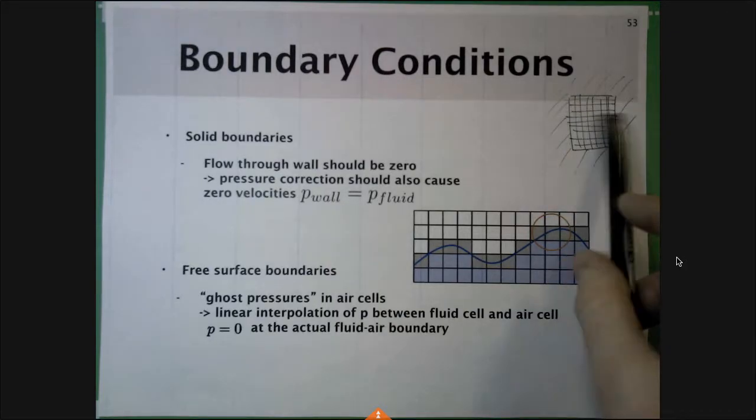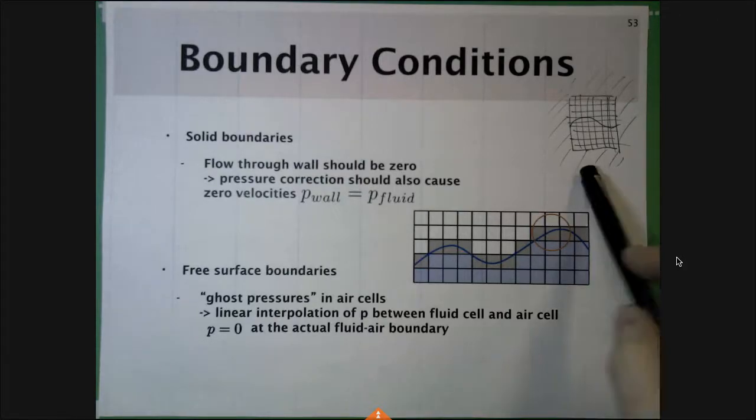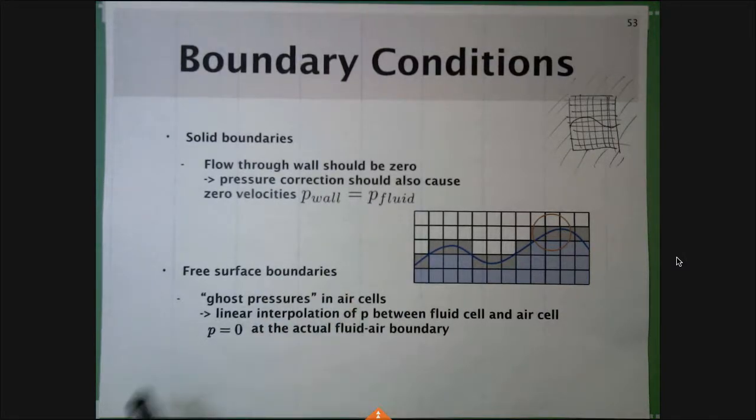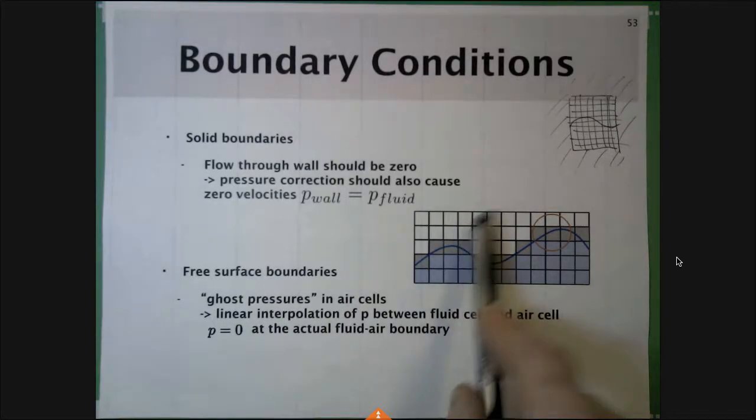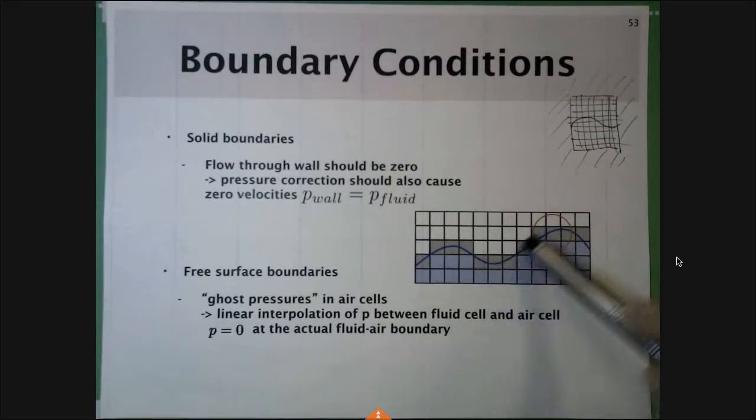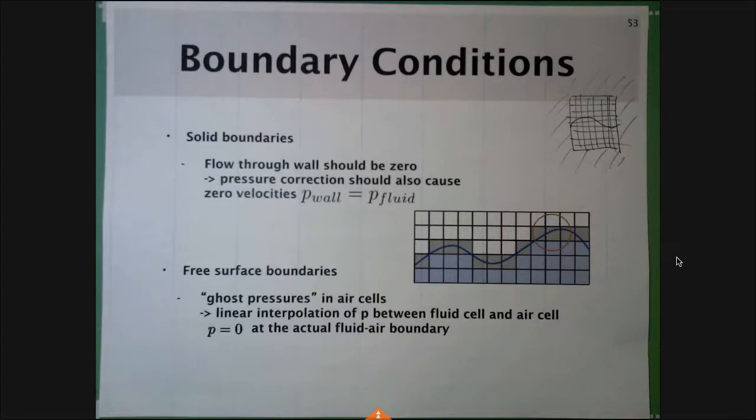Now typically maybe you don't want this. Maybe you want to be simulating some free surface, some waves floating around. That's where you use the free boundaries. Basically, that means you set the pressure in the air to 0. Here it's a little bit funny when you go in between, where you can interpolate between the pressure of the fluid and of the air. I'm actually not entirely sure what the reason for this is.